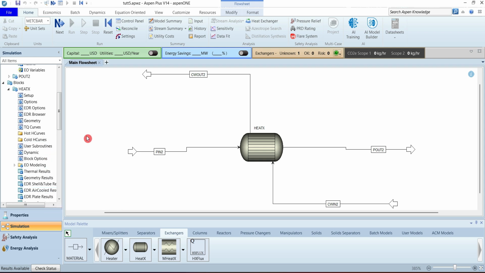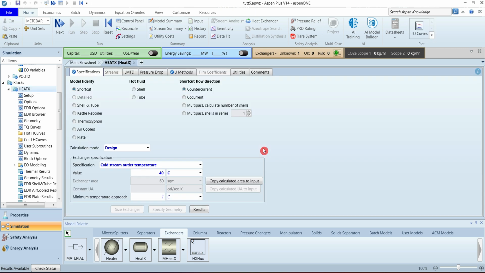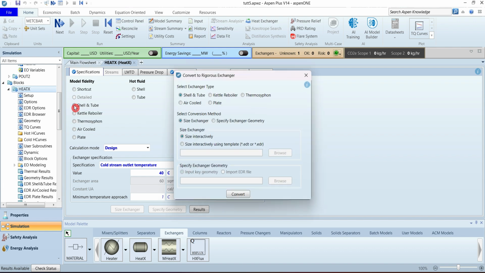So what we can do, if we want to jump from the Aspen Plus interface into the EDR interface, we can directly double click the exchanger in the previous page. Either we can jump from the shortcut to this detailed option, we need to pick a different radio button. This is one of the options. We can proceed this way.